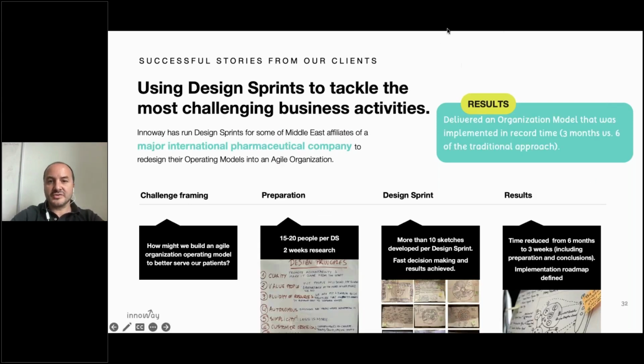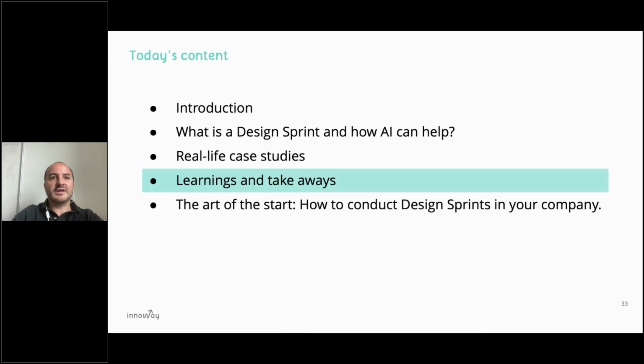And we've also used design sprints to solve other business challenges. In this case, it was the operating model. By applying design sprint, we managed to reduce the implementing time from 3 months to 6 months of the traditional approach. So what have we learned by doing all these design sprints?